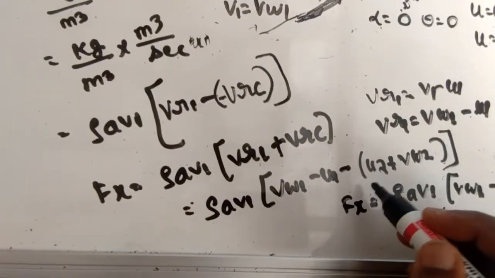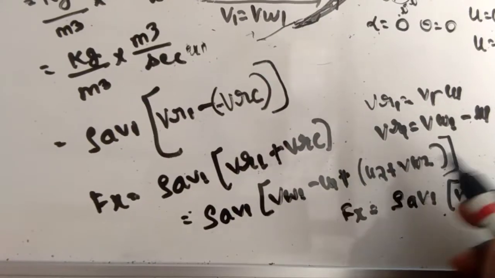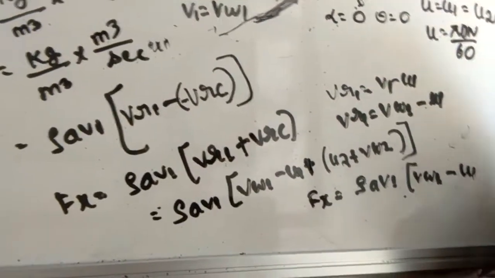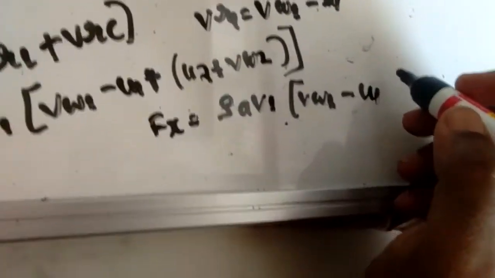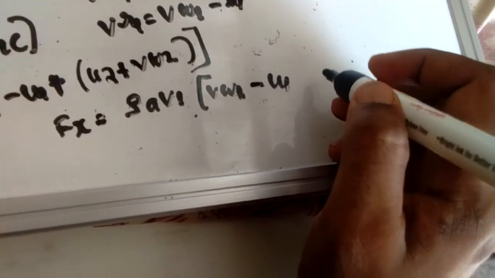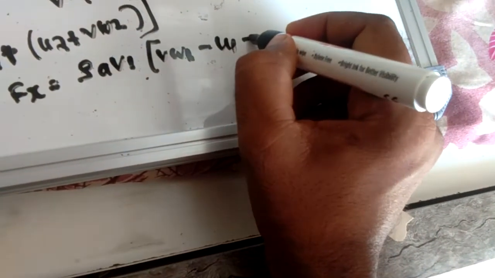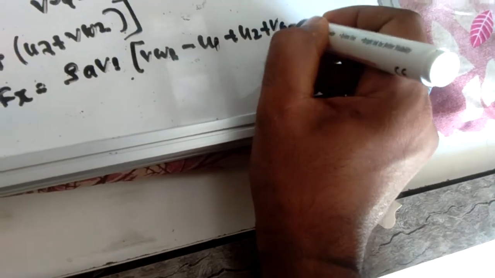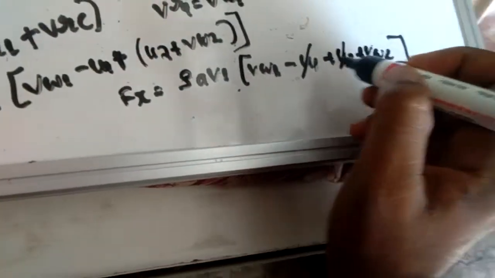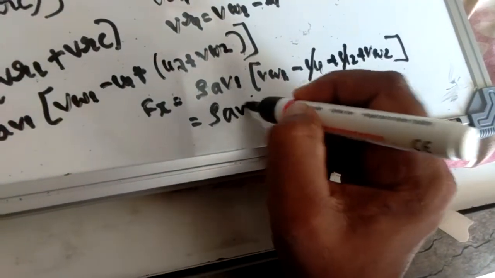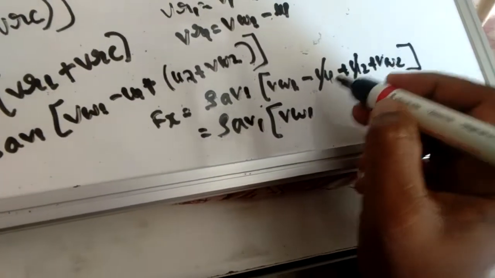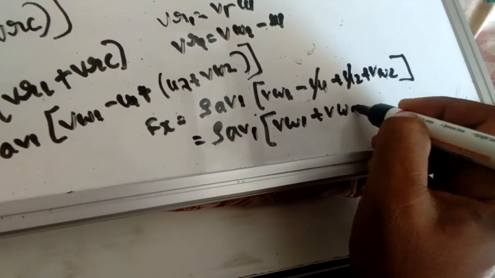Next, VW1 minus U1 becomes plus, and in the final equation, VW1 minus U1 plus U2 plus VW2. So U1 and U2 cancel each other, so Fx is equal to rho a v1 (VW1 minus VW2).